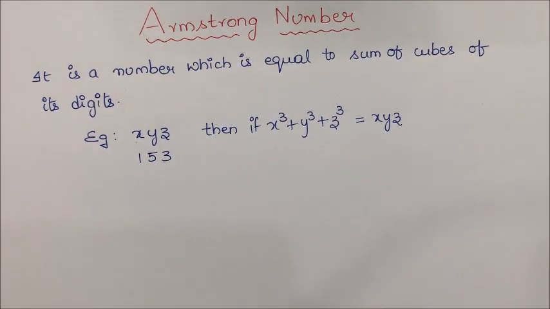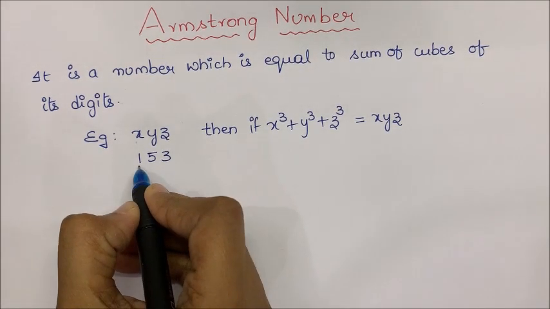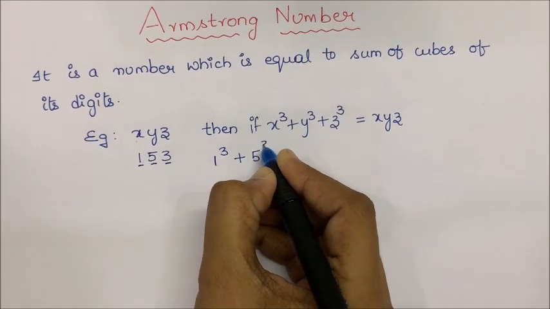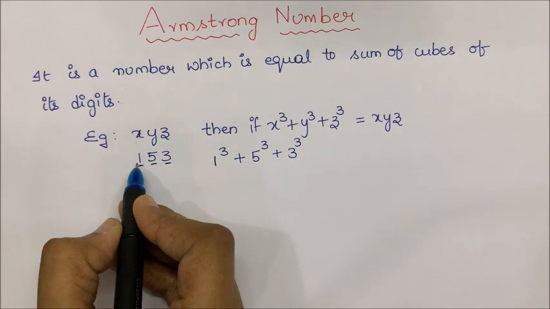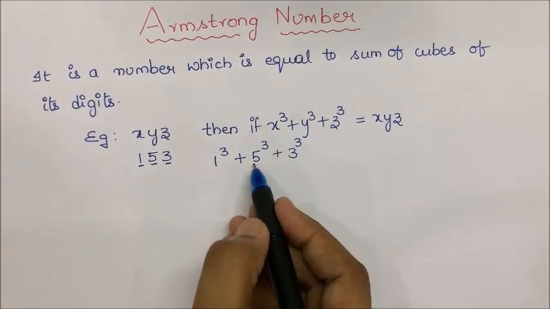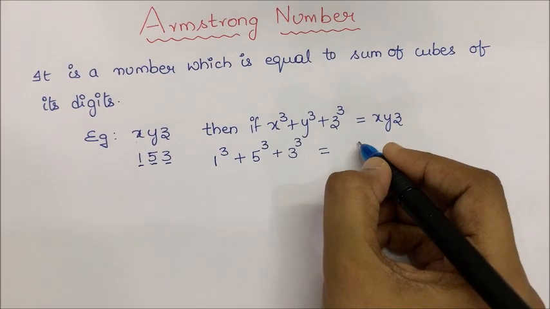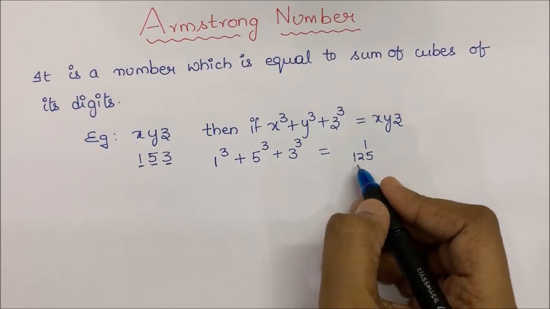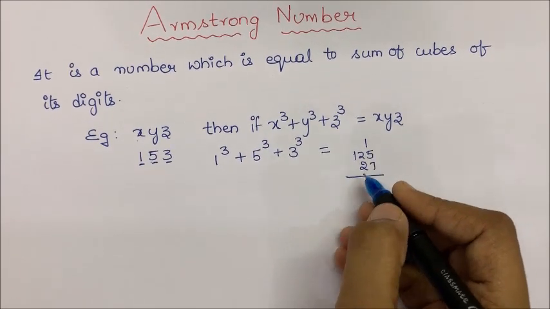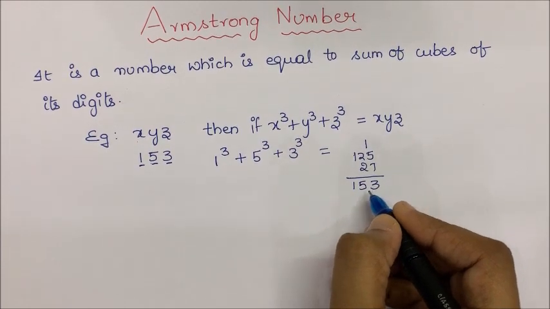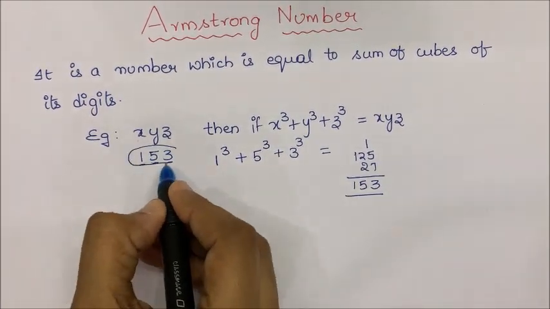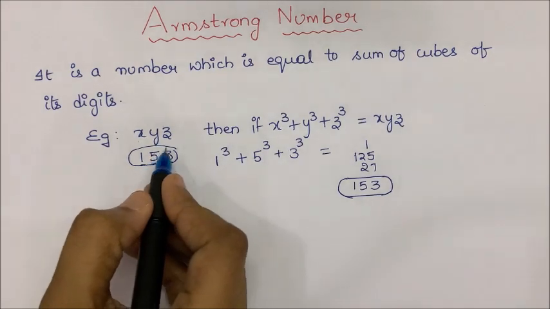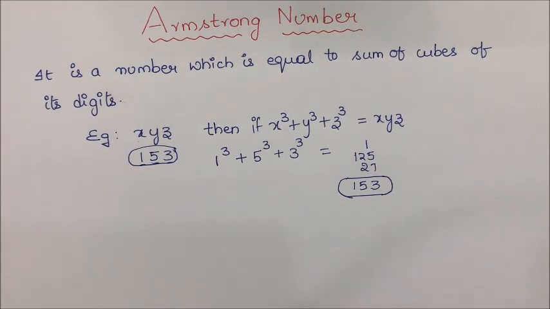So 153 is one of the examples of an Armstrong number, because if we add the cubes of every digit in 153, 1 cube plus 5 cube plus 3 cube, 1 cube is 1, 5 cube is 125, 3 cube is 27. So if we add these three values, it will be obviously 153. So the given number 153 is equal to the sum of cubes of its own digits. So 153 is one of the Armstrong numbers.